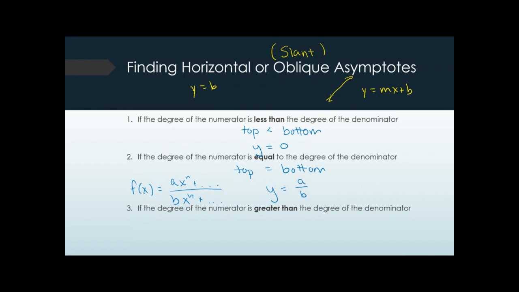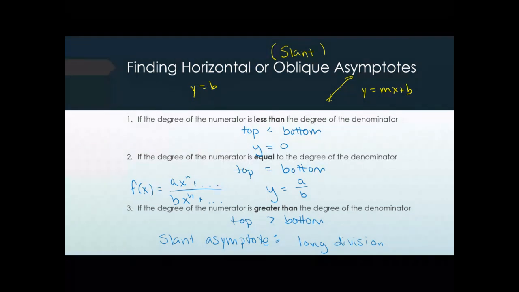Third case here, if the degree of the numerator, the top, is greater than the degree of the denominator, which is the bottom, well, that's where you get a slant asymptote or an oblique asymptote. And to figure out what it is, you need to do long division, or depending on the situation, you can do synthetic division. So that's why we had to learn long division of polynomials, because you need to know how to do it in order to find slant asymptotes or oblique asymptotes.